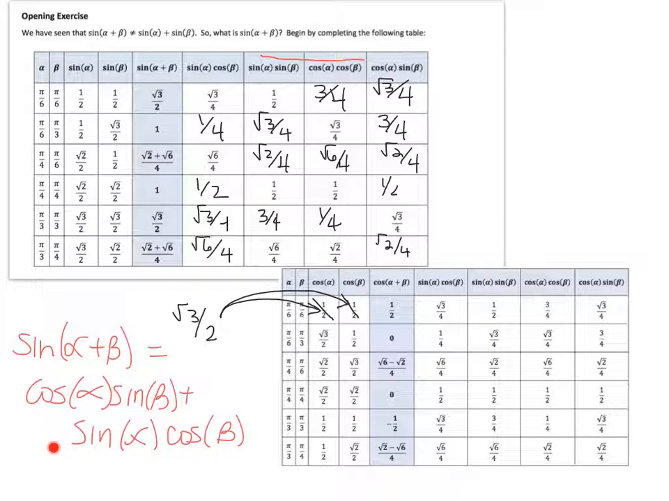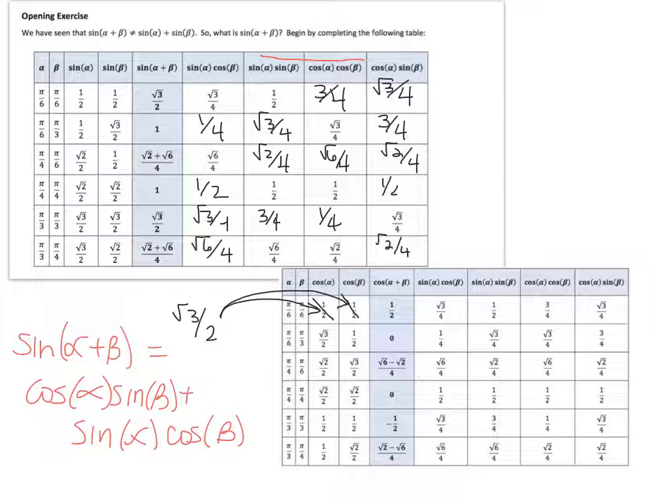Okay, write this one down. This is the pattern that we're actually looking for. Sine of alpha plus beta equals cosine alpha times sine beta plus, I think that's wrong. I think it's a minus. Let me check. Nope, it's a plus. Sine alpha times cosine beta.